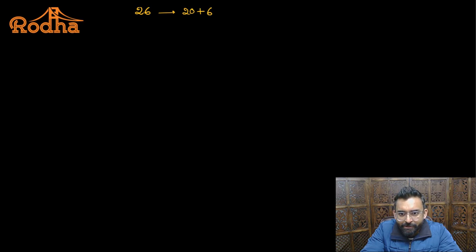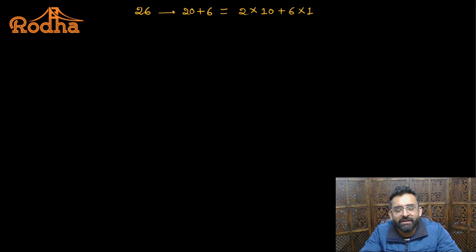Let's say I'm writing a 2-digit number, let's say 26. So what does it mean? It's 20 plus 6. Yes or no? This we already know. 20 is 2 into 10, plus 6 is 6 into 1. So if I write a number and want to convert that number into an equation or expression form, I will multiply every digit by its place value.